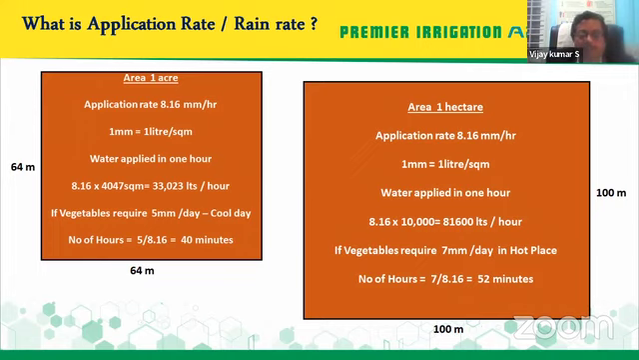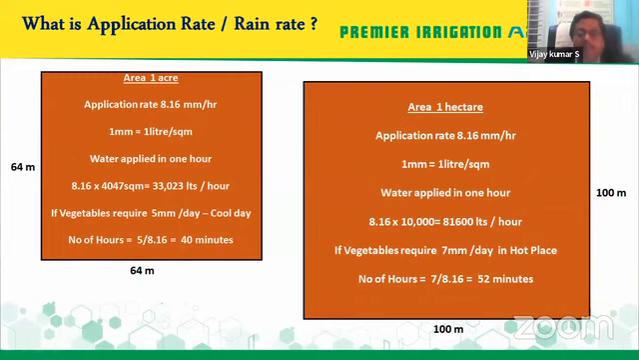Now I did this calculation. How is it useful to me? Let me take the first 1 acre. There is a vegetable, maybe a cabbage, which requires 5 millimeters per day on a cool day. From this application rate, I will be able to find out the number of minutes or hours I need to irrigate. How to do that? I need to apply 5 millimeters, and my product is going to give me 8.16 millimeters per hour. So 5 divided by 8.16 will give me 40 minutes. So that means to give this precipitation or application or rain rate of 5 millimeters, I have to operate it for 40 minutes.